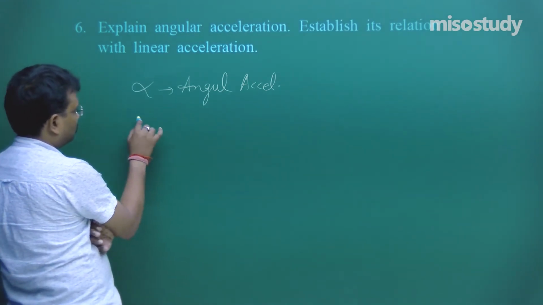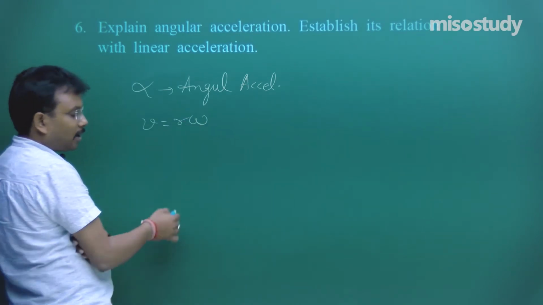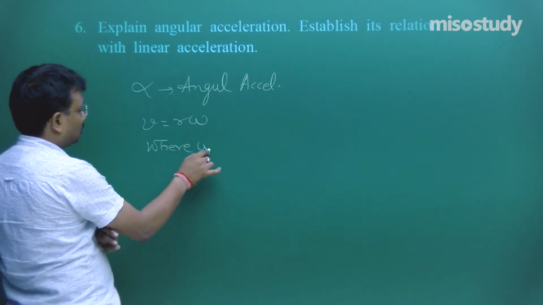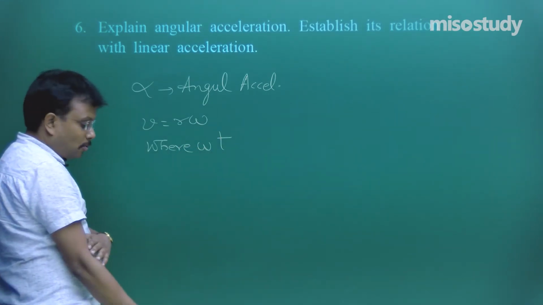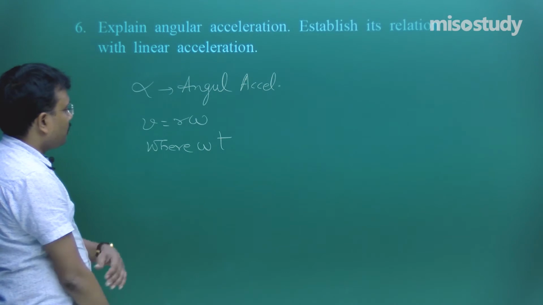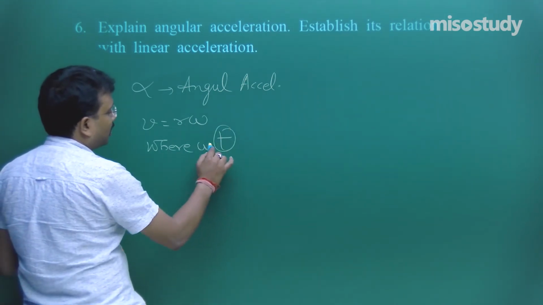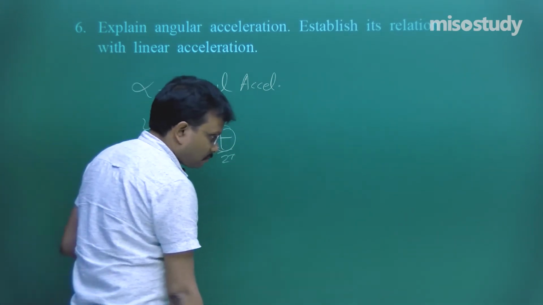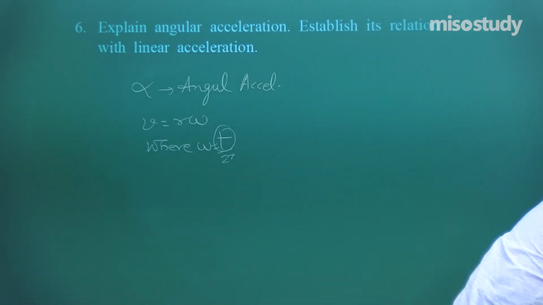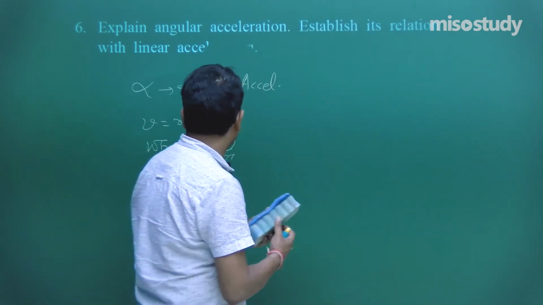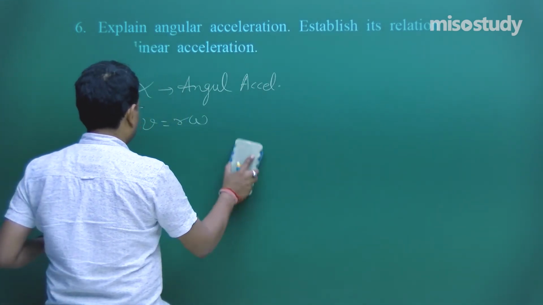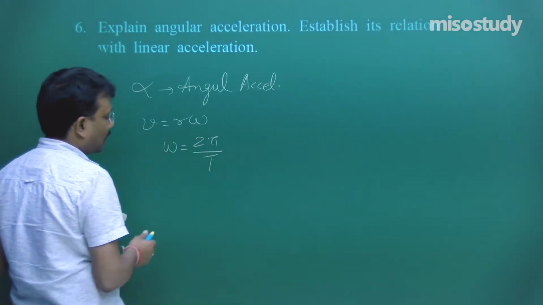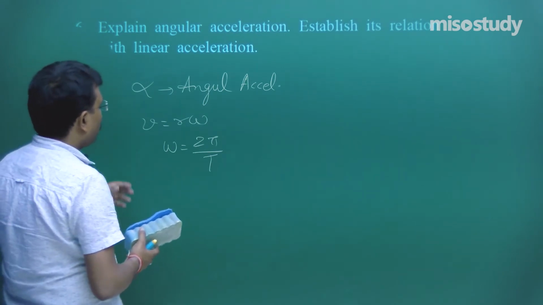So a equals r alpha, where omega is equal to 2 pi upon T, sorry, time period. So you can use this relation.